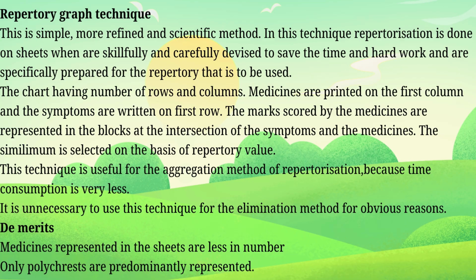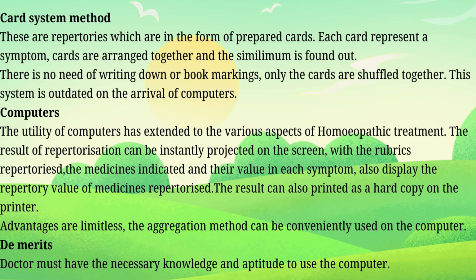The chart has a number of rows and columns. Medicines are printed on the first column and the symptoms are written on the first row. The marks scored by the medicines are represented in the blocks at the intersection of the symptoms and the medicines. The simillimum is selected on the basis of repertory value. This technique is useful for the aggregation method of repertorization, because time consumption is very less. It is unnecessary to use this technique for the elimination method for obvious reasons.